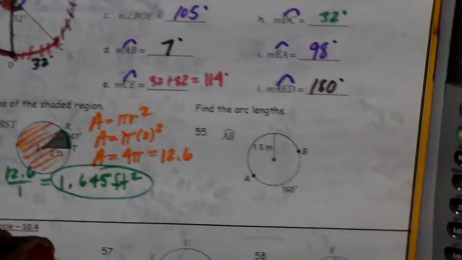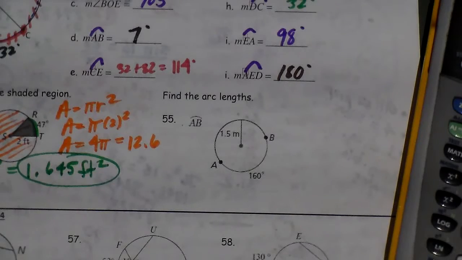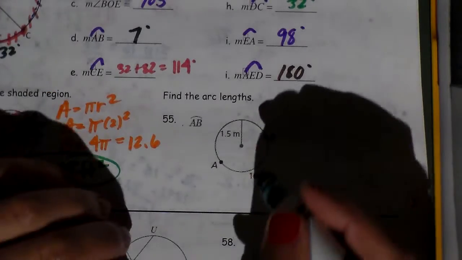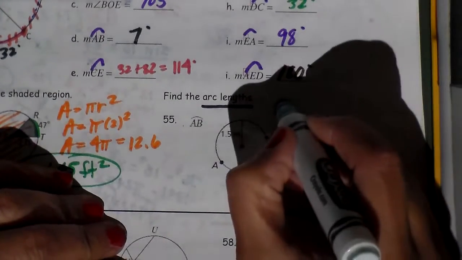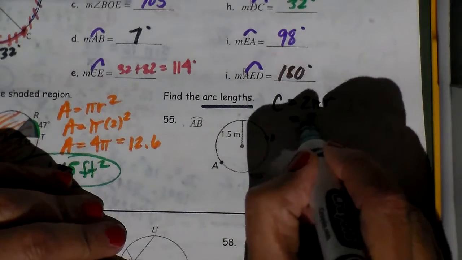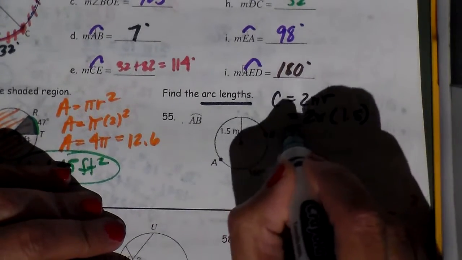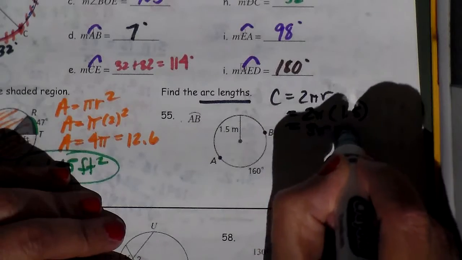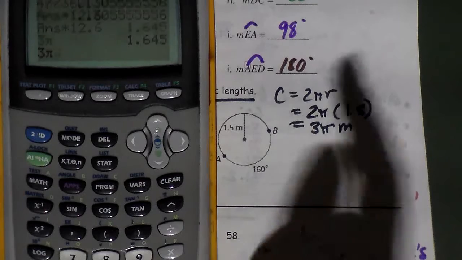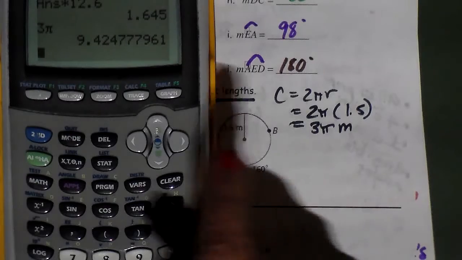Now when you do the arc length on 55, you're doing the same exact thing, except instead of using area, now we're talking about arc length, we're talking about circumference. So the circumference of this circle is 2 times pi times the radius, which is 1.5 meters. So that's equal to 3 pi meters. And again, if you want to multiply this out, and normally I would tell you not to multiply this out because this is a lot more accurate than rounding.